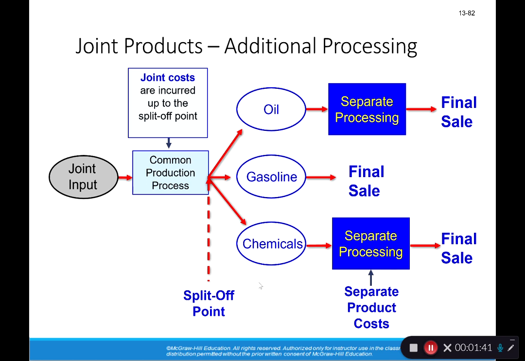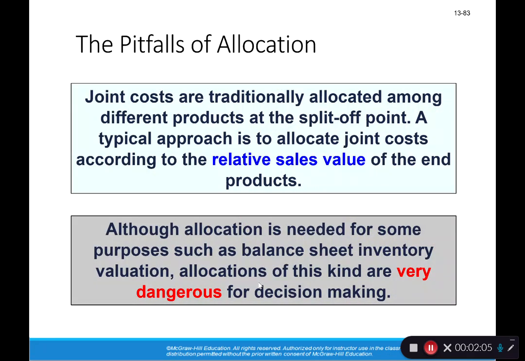So the question then becomes, should we process the oil further or the chemicals further before we make our final sale? Well, the only thing that matters is the additional cost of processing it further versus the additional revenue we get from processing the item further. What's happened in the past, that is the common processes, the joint costs, are irrelevant to our decision.